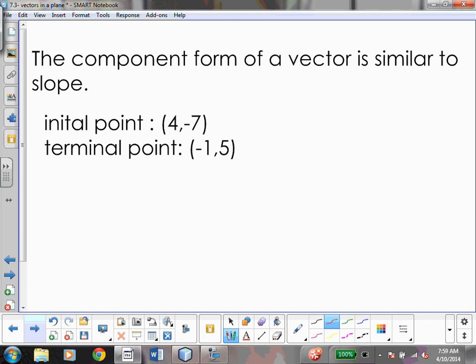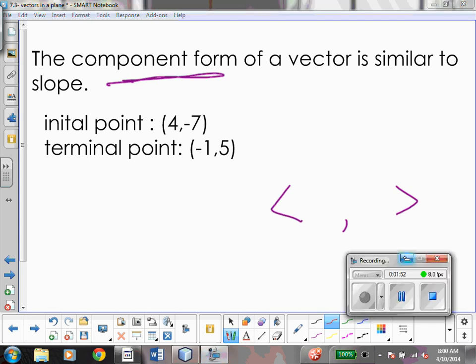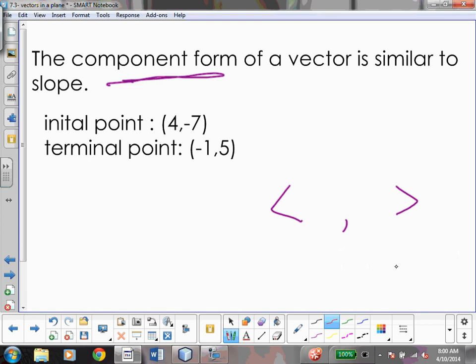The component form of a vector can be found by using the slope. This is also how we know the direction. It's important to know what your initial point is. So our initial point is the point 4, negative 7, and the terminal point is the point 1, negative 5. All we have to do is subtract the initial point from the terminal point.